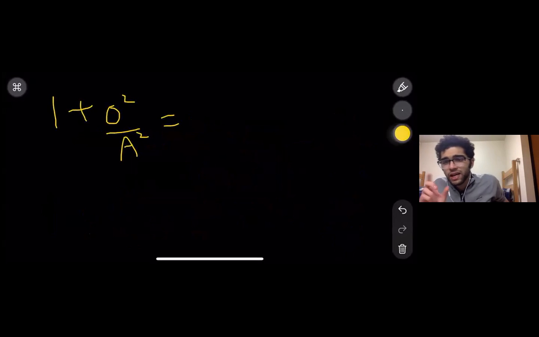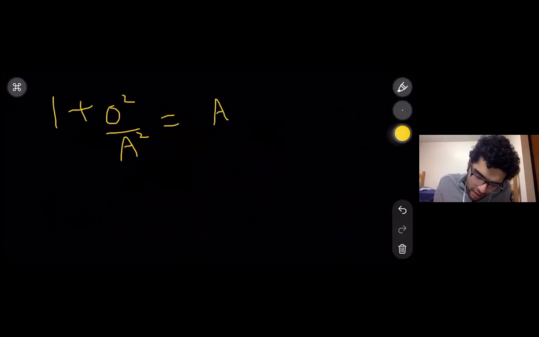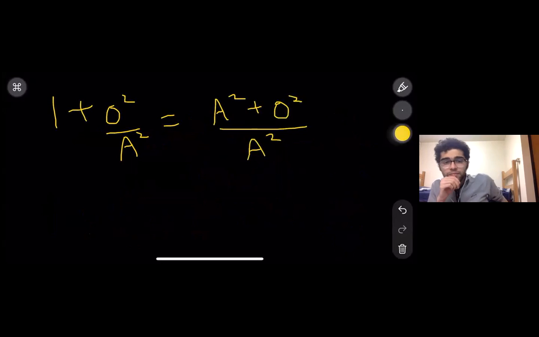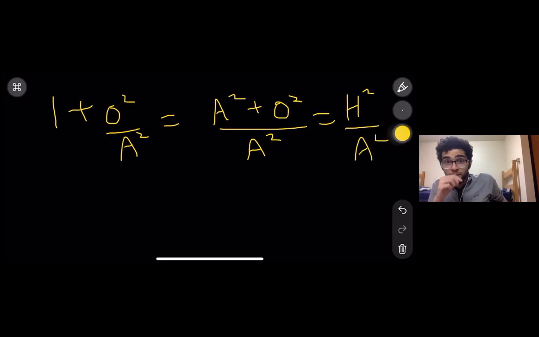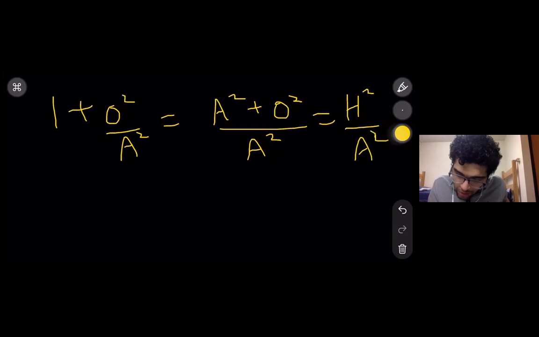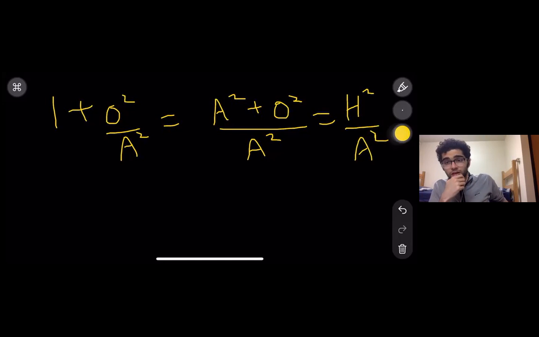So the way to add this is we can pick a common denominator. So I can write this as a squared plus o squared over a squared. Do you agree with me? 1 is a squared over a squared. Okay. So going by the same Pythagoras theorem, this is now h squared over a squared, because hypotenuse squared will be the sum of the adjacent squared plus the opposite square, which is what we did in the first theorem.